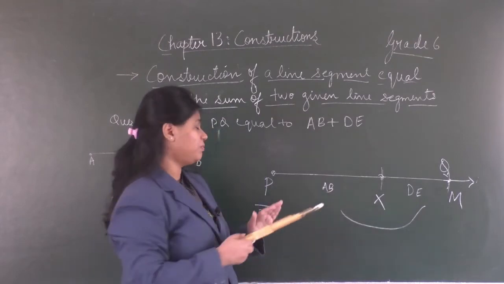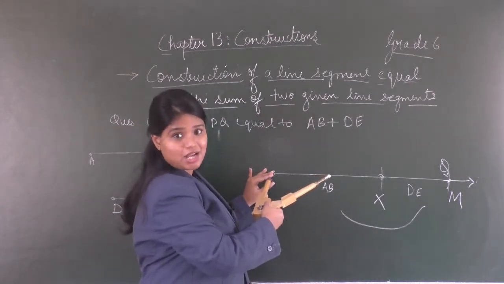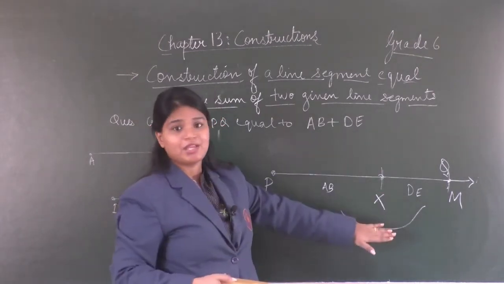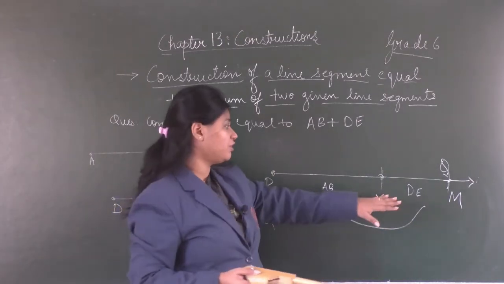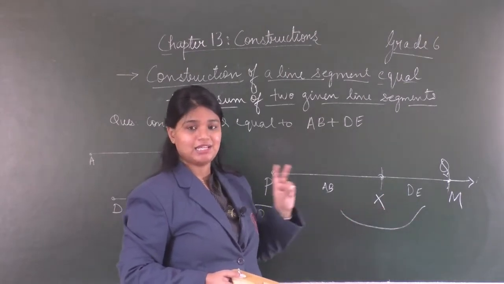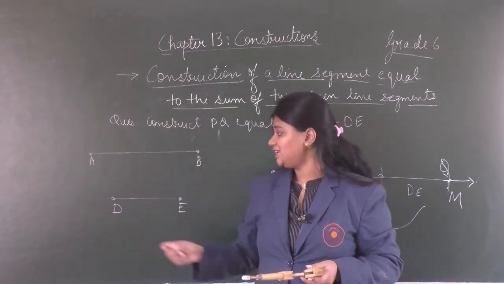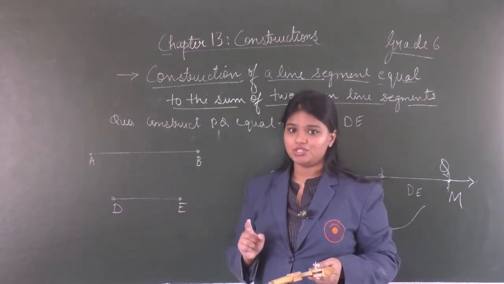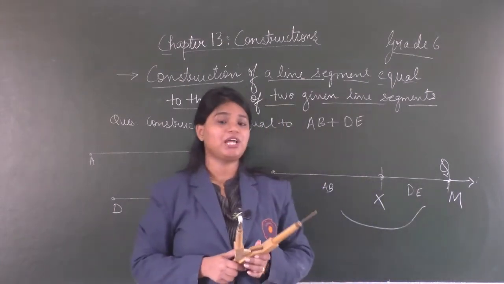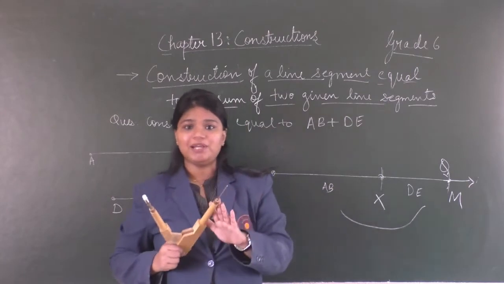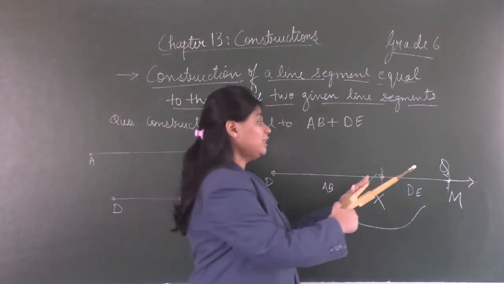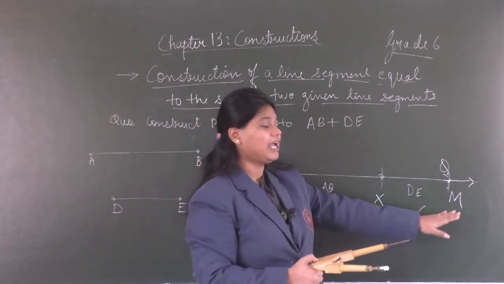How will you do it? You will place the needle on P, that is the starting point, and then cut an arc, and you will name that arc with any alphabet. So here I have named it X. Second step, I will measure the second line segment using the compass, and with that measurement I will further cut an arc on this ray. I will place the needle on X and cut an arc.